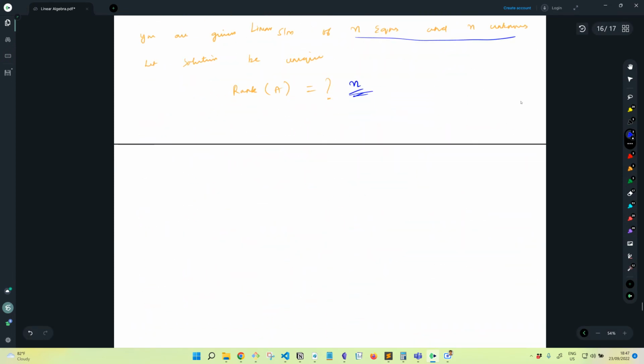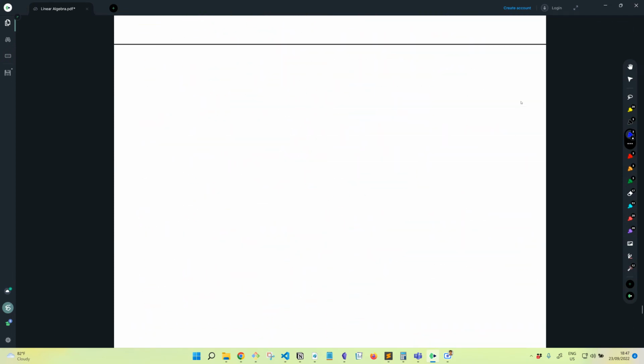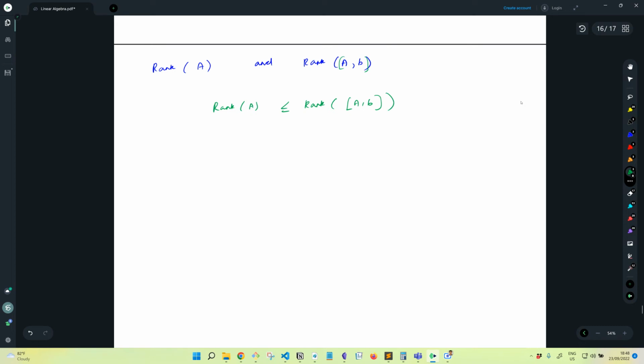Right? Now, to find out if it is infinitely many or no solution, you need to compare the rank of A and the rank of the augmented matrix. Rank of A and rank of augmented matrix. Okay. Now, one thing you see is that this relation is always valid. Rank of A can only be less than or equal to the rank of the augmented matrix A comma B.